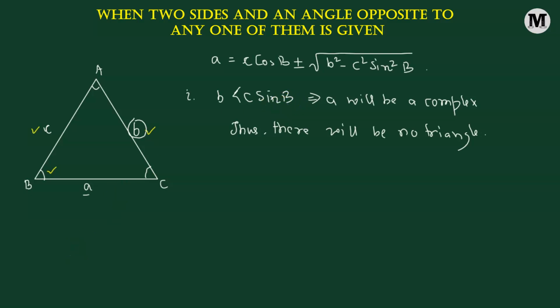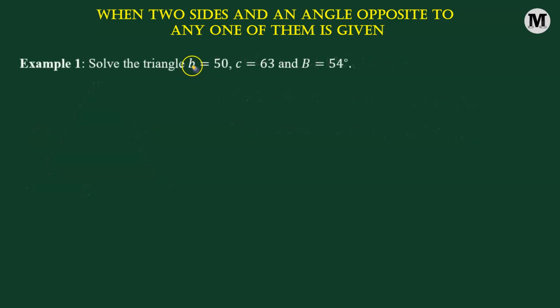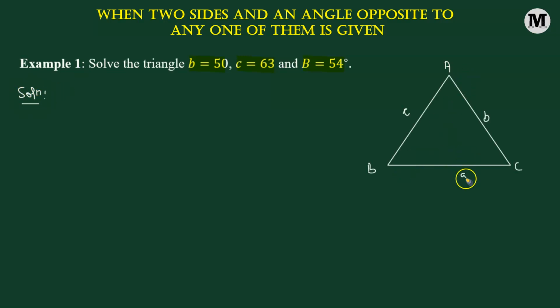Let's look at an example. We need to solve the triangle having side B equals 50, C equals 63, and the angle B equals 54 degrees. Let's try to understand this with the help of a triangle. Here we have the triangle ABC. The letters a, b, and c in lowercase are the sides opposite to angle A, angle B, and angle C, respectively. Now, in this triangle, the measure of b is given as 50 units, the measure of c is given as 63 units, and the angle measure is 54 degrees. That is the angle measure of B.